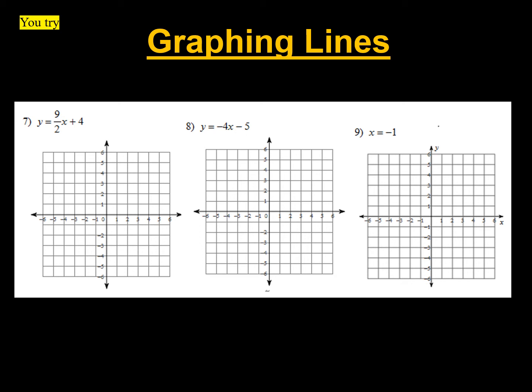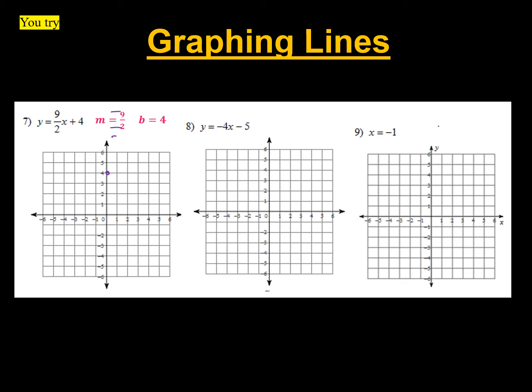Okay, for number 7 here, the slope is 9/2, and the y-intercept is 4. So I would put my y-intercept here at 4. Now I can't rise 9, I can't go up 9, so I have to go down 9. So I'm going to make that -9. If I make that -9, I have to make it -2, because a negative divided by a negative is a positive.